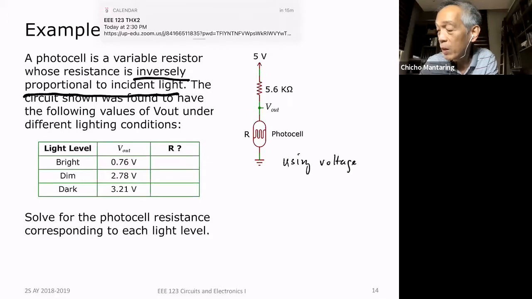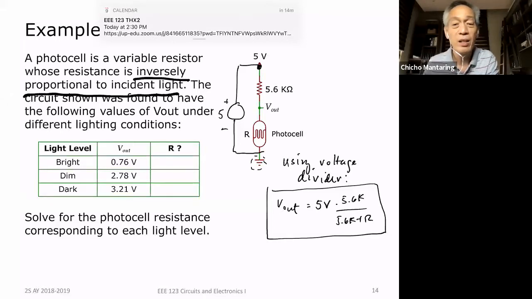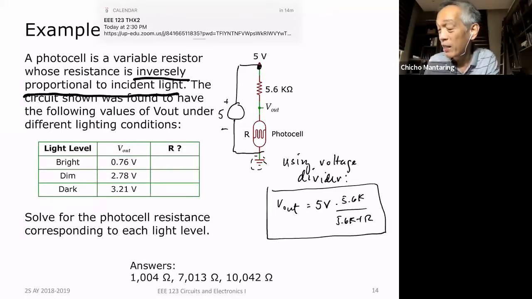Using voltage divider, V out is just equal to 5 volts. That is the voltage that's applied here. So pag nakita nyo to, that is this voltage with respect to the ground, no? That is your reference. So equivalently, parang ganyan yan, no? That is the equivalent. So this is equal to 5 volts multiplied by 5.6K over 5.6K plus R. So this is your voltage divider formula. So all you have to do is solve for the value of R for these different output voltages. You just solve for the value of R and you're going to get the following answers. Okay. So this is 1004 ohms, 7013 ohms, and this is 10042 ohms.